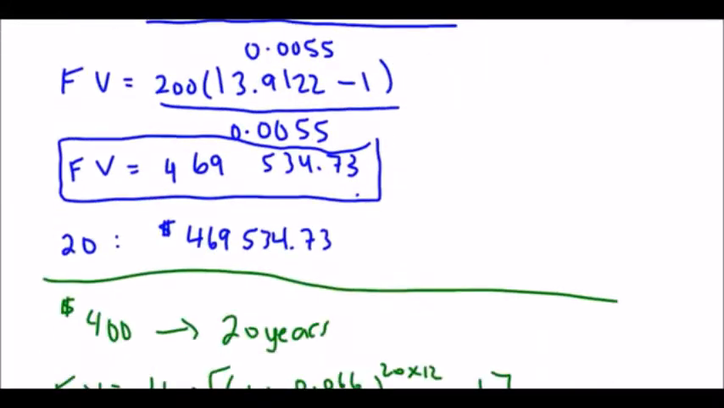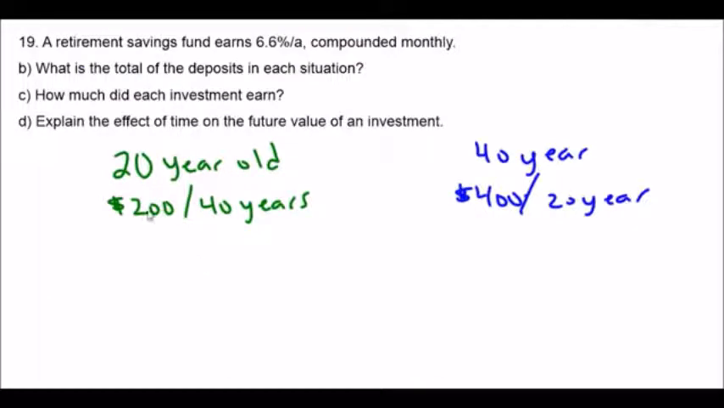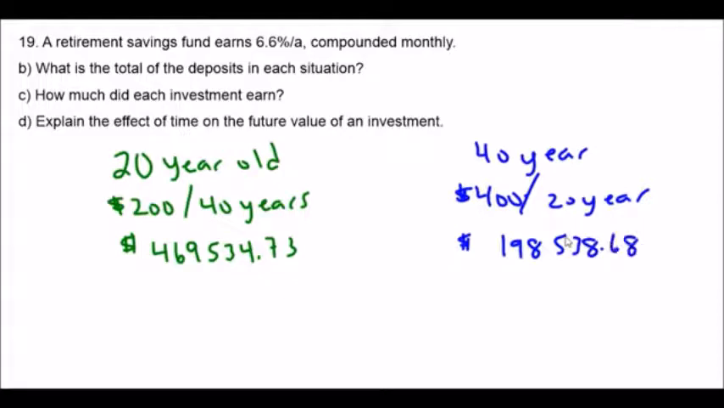Oh, I reversed my color palette. Oh well. So the 20-year-old has $469,534.73. So this person over 40 years, including interest, would have this much money in their account. And the other person after 20 years would have this much money in their account, $198,538.68. Okay, so that's the information that we calculated in part A.